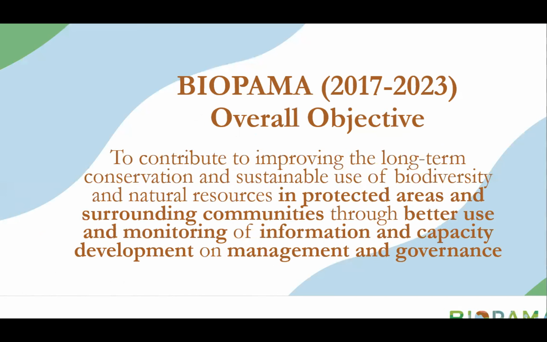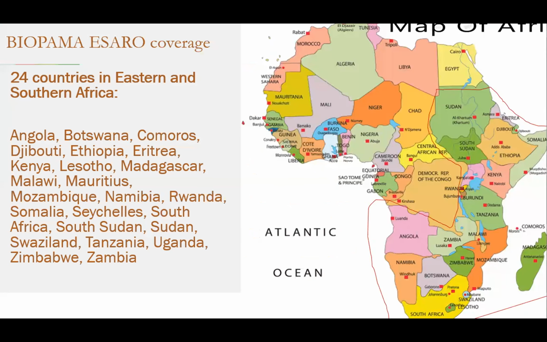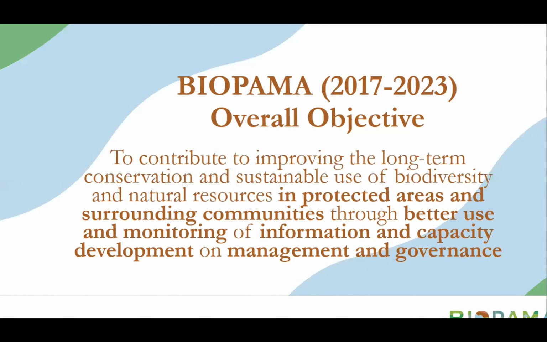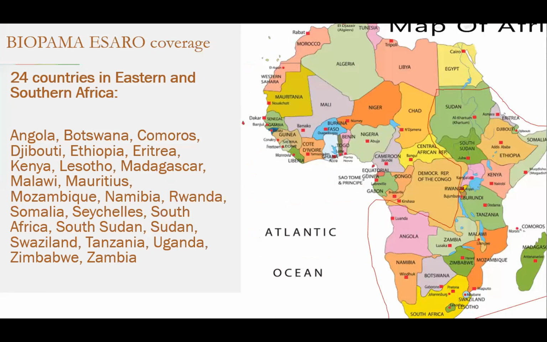So it covers protected and conserved areas through better use and monitoring of information and capacity development on management and governance. So as you'll see from that, the focus is on management effectiveness and governance and equity, but also covering all conserved areas. Just a quick overview of ESARO, the Eastern Southern African Regional Office for IUCN. We cover 24 countries in Eastern and Southern Africa, including the Indian Ocean Islands. So the whole ESARO BIOPAMA program is a regional program looking at projects across the 24 countries.